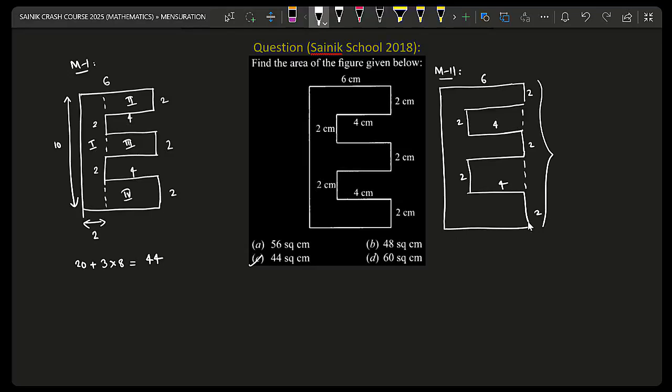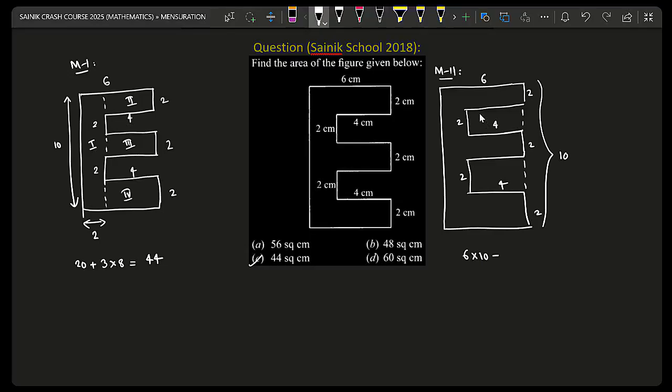How many twos are there in this length? Sir, 5. 5 twos are 10, right? Yes, sir, 10. So first the outer rectangle area is 10 into 10, breadth. 10 sixes are 60. So sir, which area do we need to subtract to get the required area?